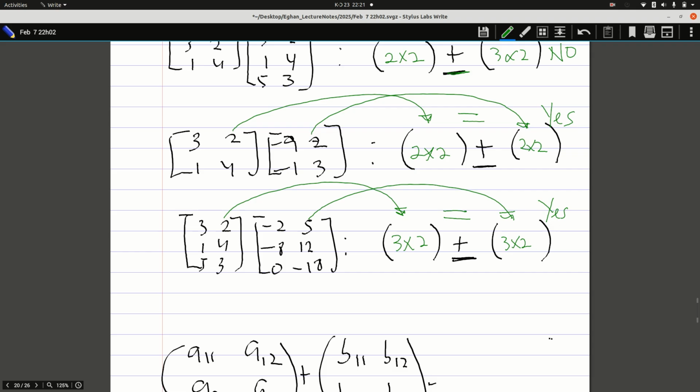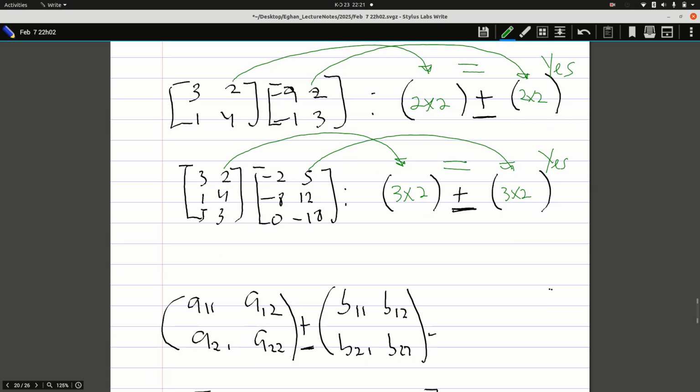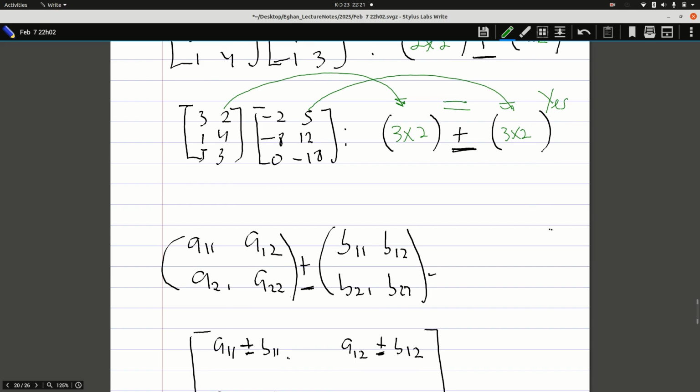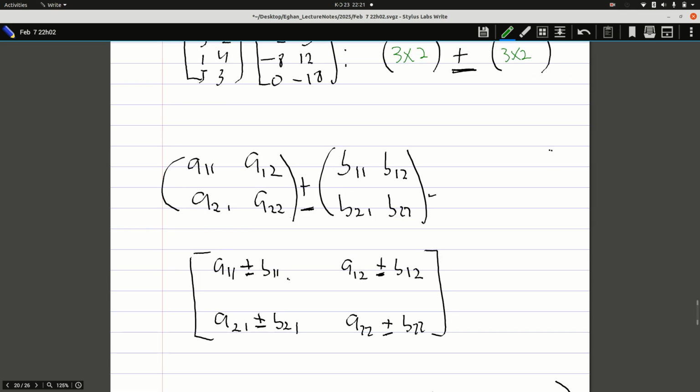Then the next question you want to ask yourself is, how do I add or subtract these matrices? I'm going to take a simple 2 by 2. This is 2 by 2. This is also 2 by 2. And so I can add them. When I add them, I'm simply going to get 2 by 2 because it's the same dimension. We add them term by term, or element by element. Elements are the aij's. Assuming this is a capital A matrix and this is a capital B matrix, it means I add or subtract aij by bij.